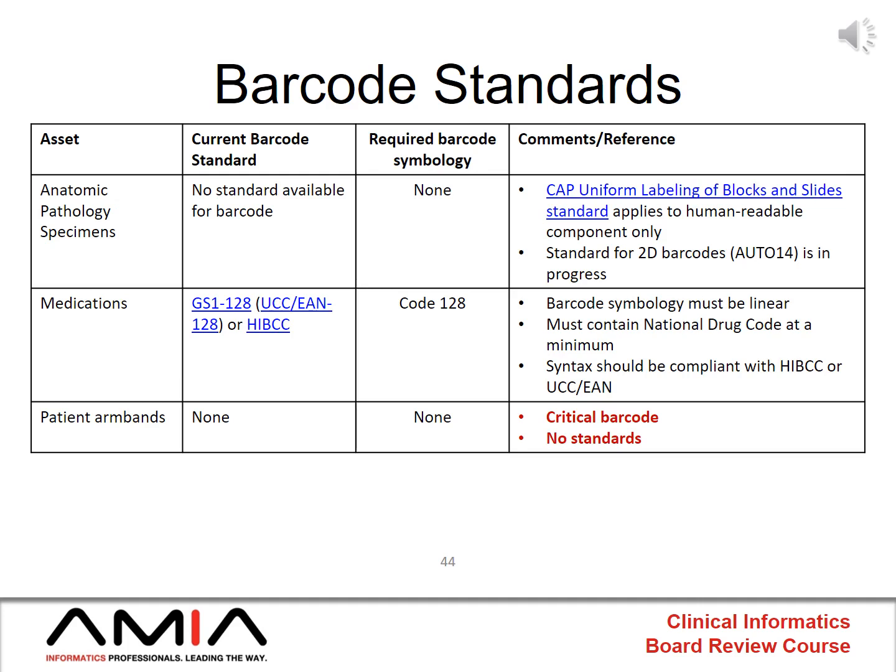There is no barcode standard for anatomic pathology specimens, which includes surgical pathology specimens and some cytopathology specimens. However, the College of American Pathologists recently released a uniform labeling of blocks and slides standard, which does apply to the human readable components of labels on anatomic pathology specimens. The previously mentioned standard that CLSI is developing for two-dimensional barcodes will apply to both clinical laboratory and anatomic pathology specimens, so there is a standard that is in progress for these types of specimens.